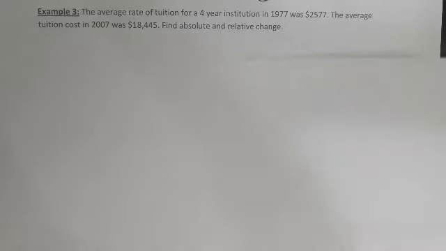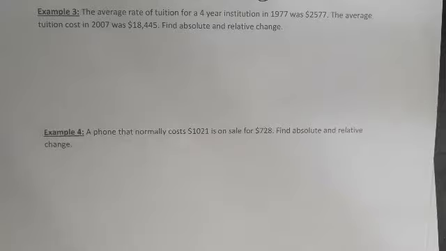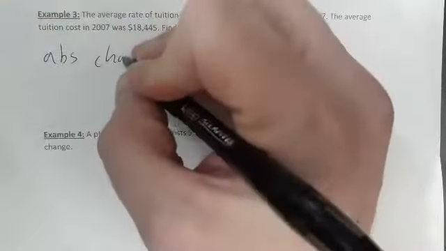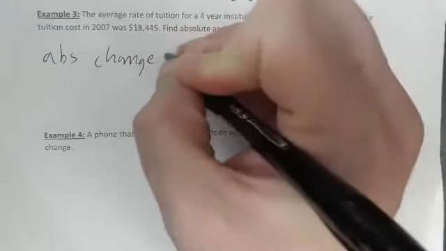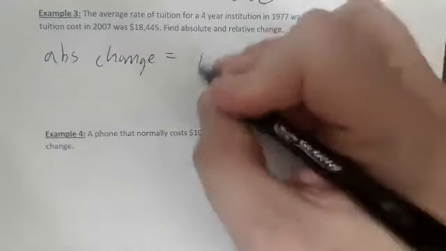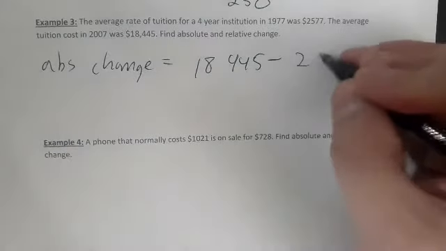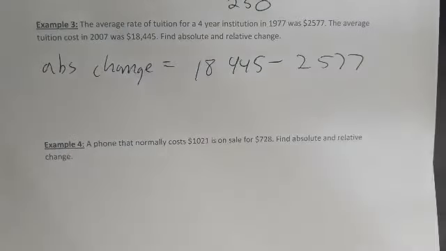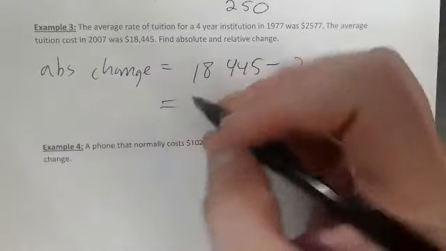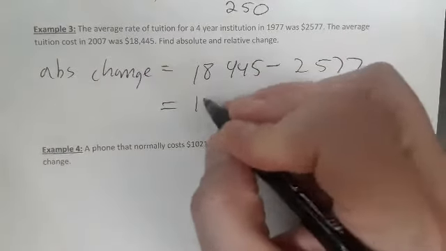So again, the absolute change is hopefully straightforward. It is the first thing that you should probably think about, absolute change, when you hear about something increasing. Let's take the difference between 18,445, and subtract that other number there, 2577. If we do that, we should get 15,868.